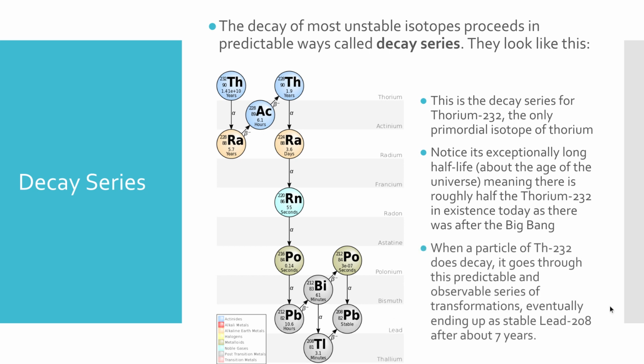Like I said, when a particle of thorium-232 undergoes decay, it goes through this predictable and observable series of transformations and eventually ends up as stable lead-208 after about 7 years. So once thorium is decayed into radium-228, it takes 7 years for it to become lead-208. And that kind of keeps happening. Different atoms have different decay series, but they're all pretty predictable. Okay, now that's all you need to know about decay series.